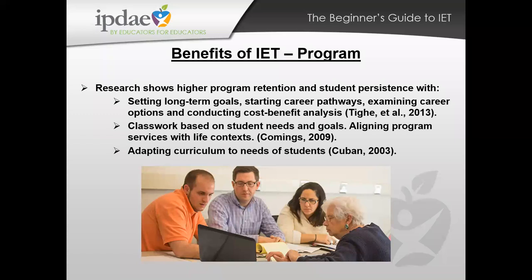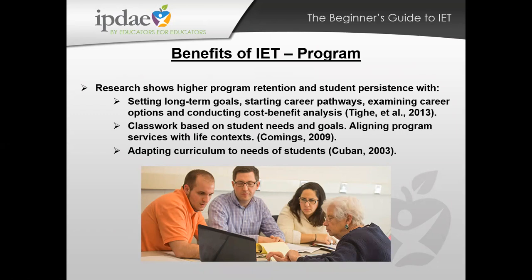Beginning these career pathways, examining career options, and conducting cost-benefit analysis will help these students persist through the struggles that otherwise, if those things weren't occurring, may lead to them dropping out and giving up. Classwork, as referenced and mentioned earlier, is based around student needs and goals. So my student needs and my goals, yeah, I need to learn my basic skills. I need my basic academic skills. I need my basic literacy. I need to learn the language, but what are my long-term goals and how can we incorporate those?